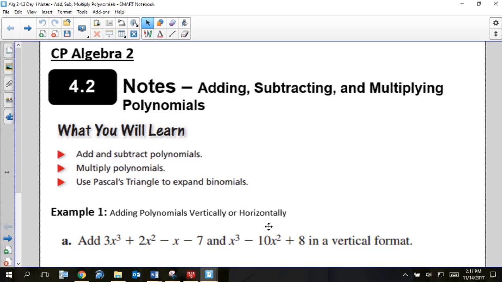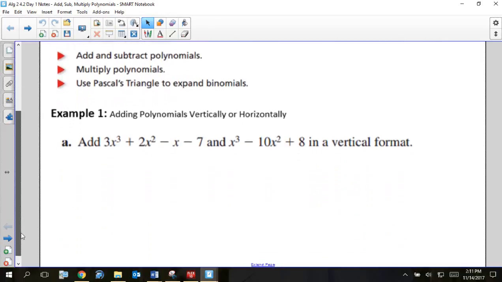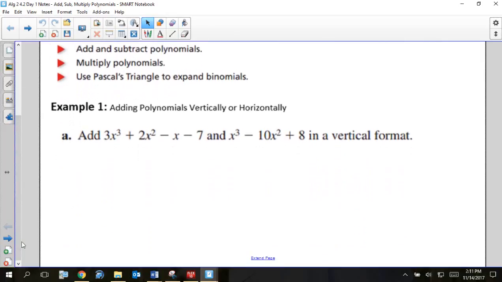So today we're going to be adding, subtracting, and multiplying polynomials. Yay! Remember, when you add or subtract anything, you can only add or subtract things that are like terms. So with polynomials, if the terms have the same variable to the same power, you can add or subtract them. We're going to go over how to add or subtract vertically or horizontally, and then you can choose which method you prefer. I'm just going to show you both methods.